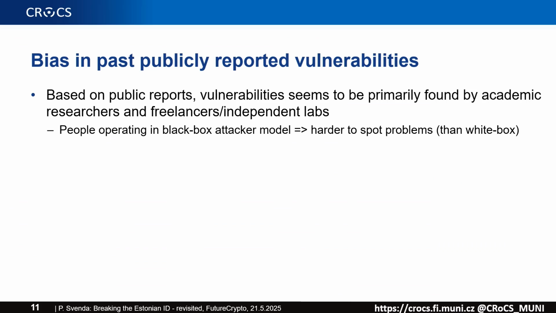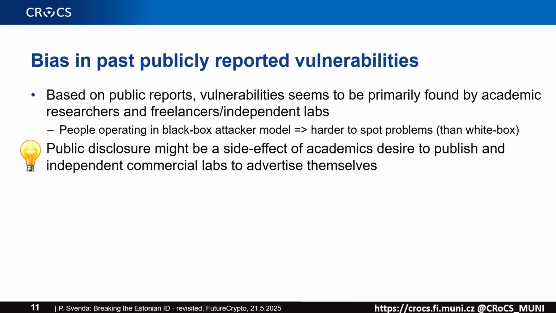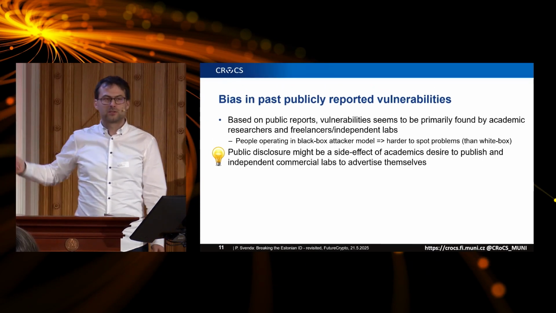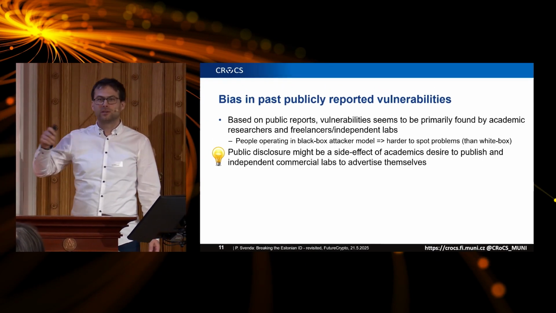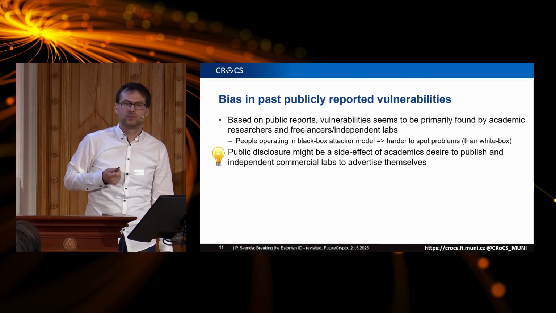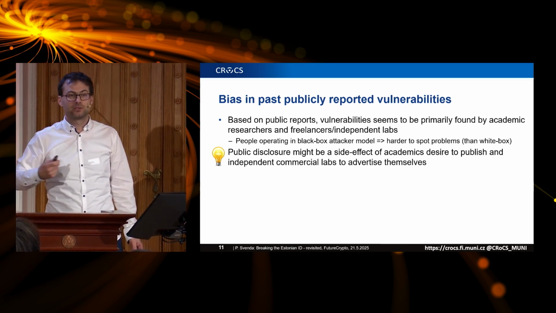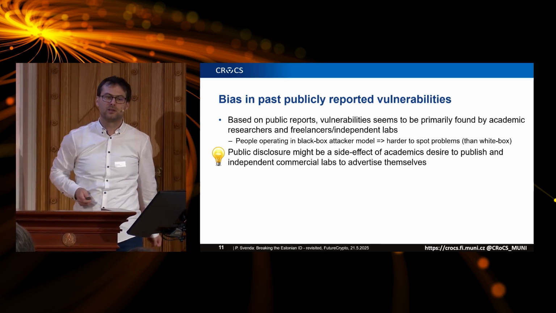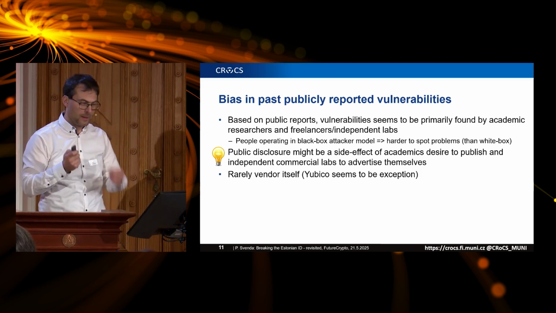And you can see clearly the bias here, right? We are working in a black box model, which is supposed to be the hardest one because we don't know the design, we don't know the implementation. Yet academia is responsible for most of the bugs found, at least publicly, right? So there is clear bias. How is that? My theory is that the public information that there is a bug is a side effect of academics wanting to publish and external commercial laboratories wanting to advertise themselves. Because then they can show, okay, we are really good, we found this problem, hire us for subsequent work.